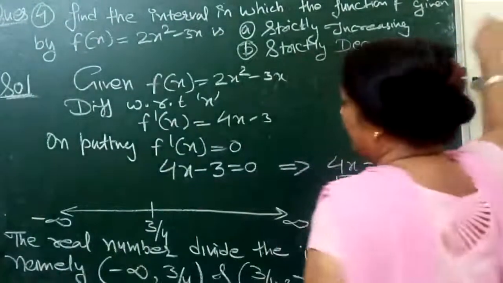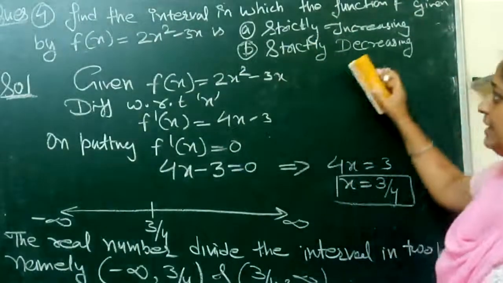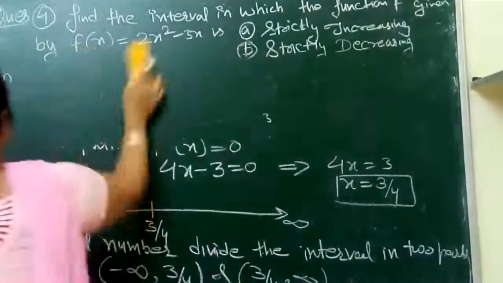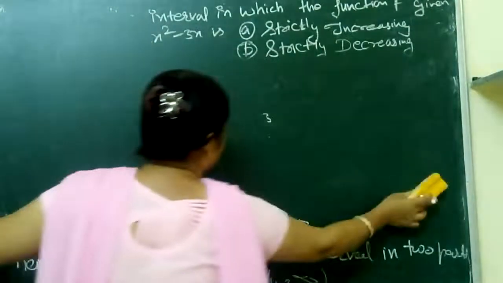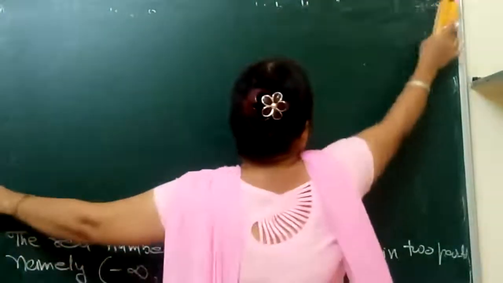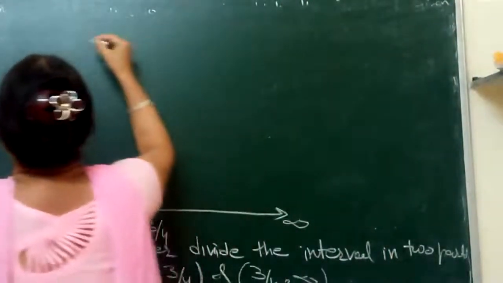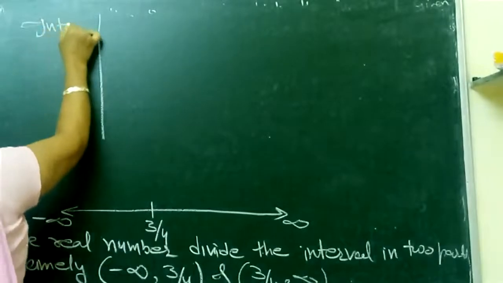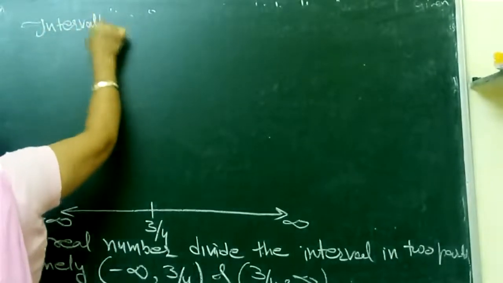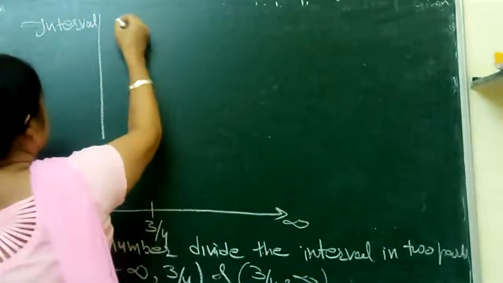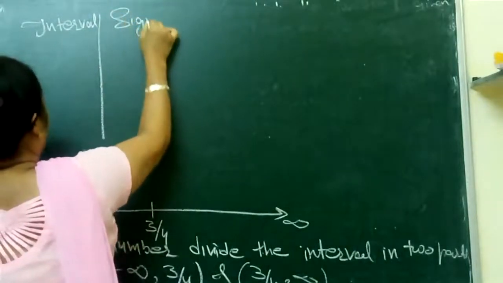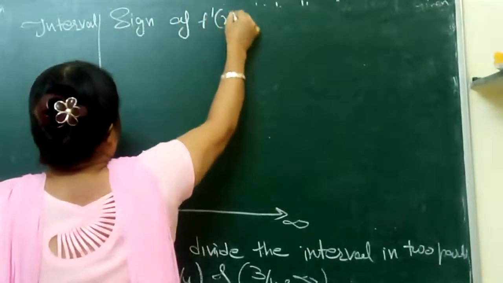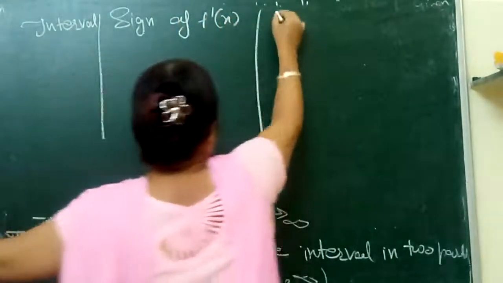These two intervals. Now after this we will find out the interval for strictly increasing and strictly decreasing. So what we will do here: first the interval, after that second case sign of f dash x, after that nature of f of x.